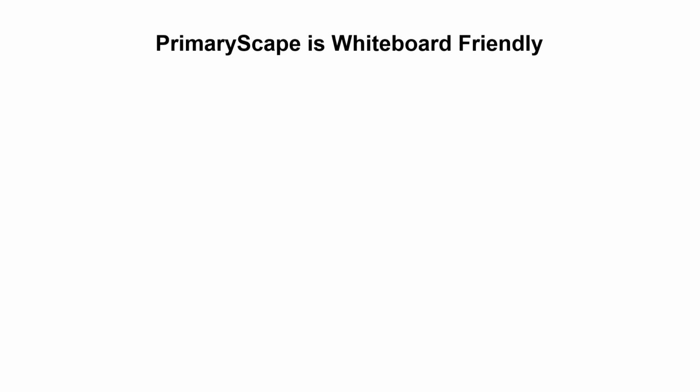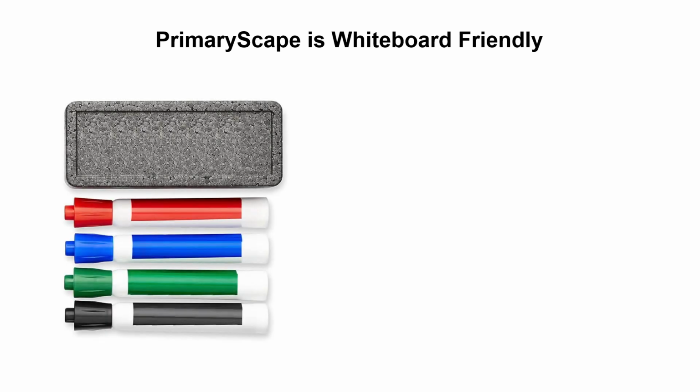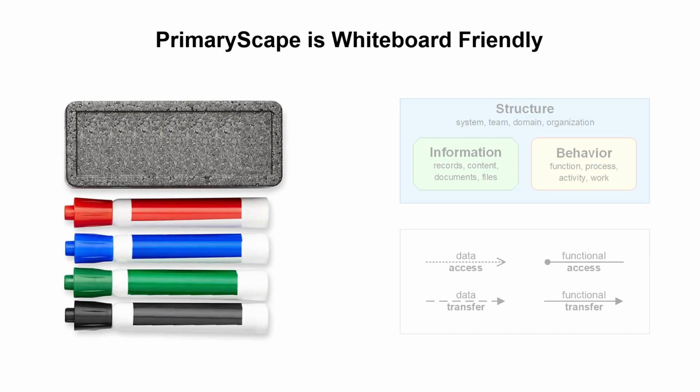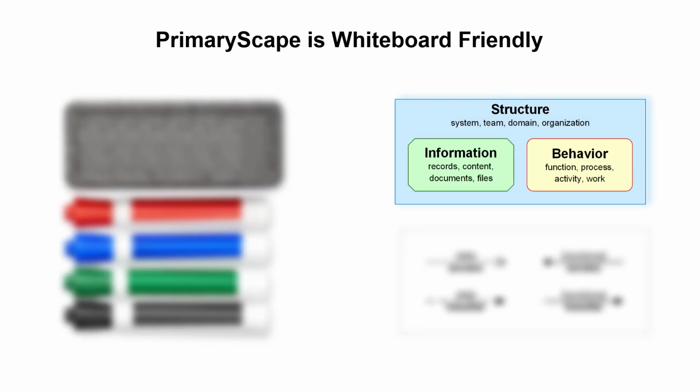PrimaryScape is whiteboard friendly. When I created this notation, a lot of the work I did was collaborative in front of a whiteboard. The most common whiteboard markers are black, blue, red, and green. This fits well with the border colors I used with the concept shapes. The red color for the border of the yellow behavior shape was partly selected to match the commonly available red whiteboard marker. Red was also selected because it is difficult to see yellow on a whiteboard.